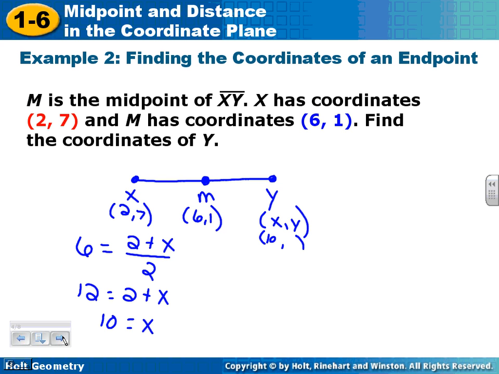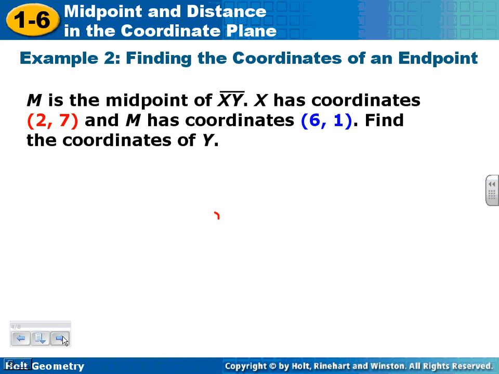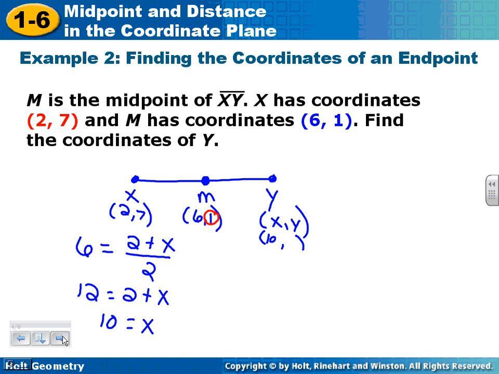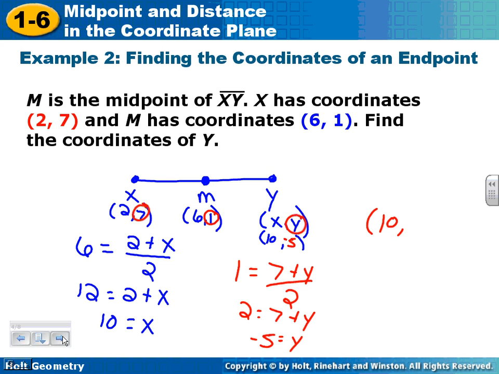Then to find the y coordinate, I take this 1 right here. 1 is going to equal, now average the y coordinates, this 7 plus this y, 7 plus y, divided by 2. Multiplied by 2, I get 2 equals 7 plus y. Subtract 7, that gives me negative 5 equals y. So a negative 5 goes right here. So my answer is 10, negative 5.